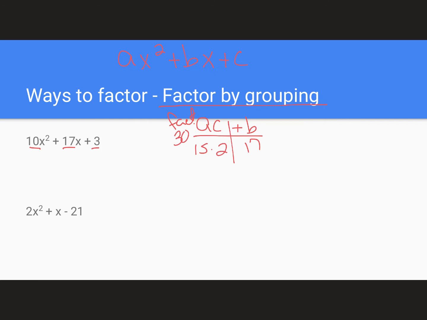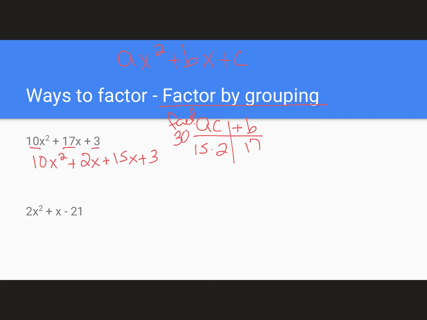So what I'm going to do then is I'm actually going to break this up. I'm going to break this up into 10x squared plus 2x plus 15x plus 3. All I did was separate the 17x into 2x and 15x.